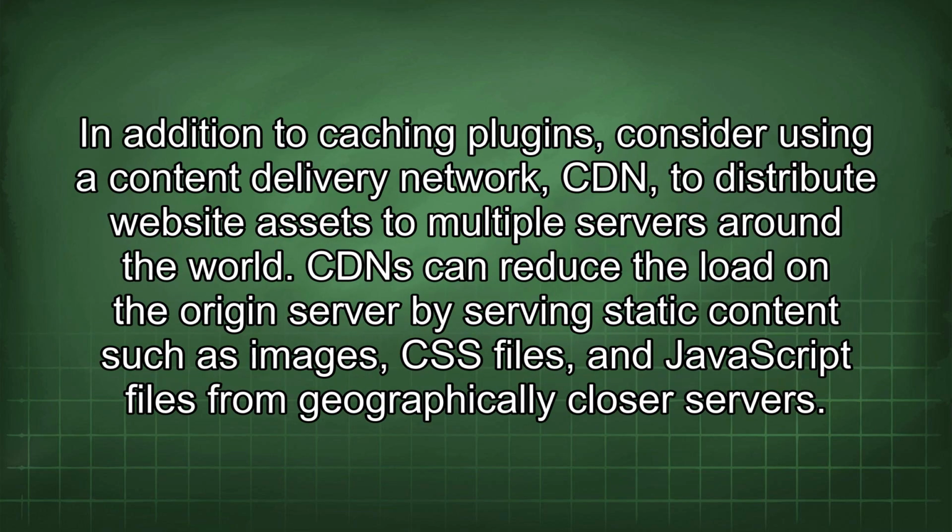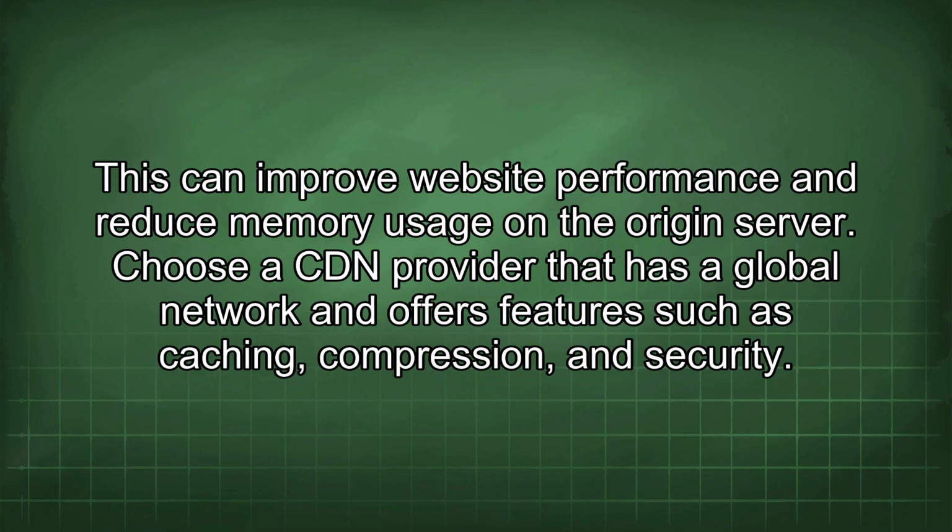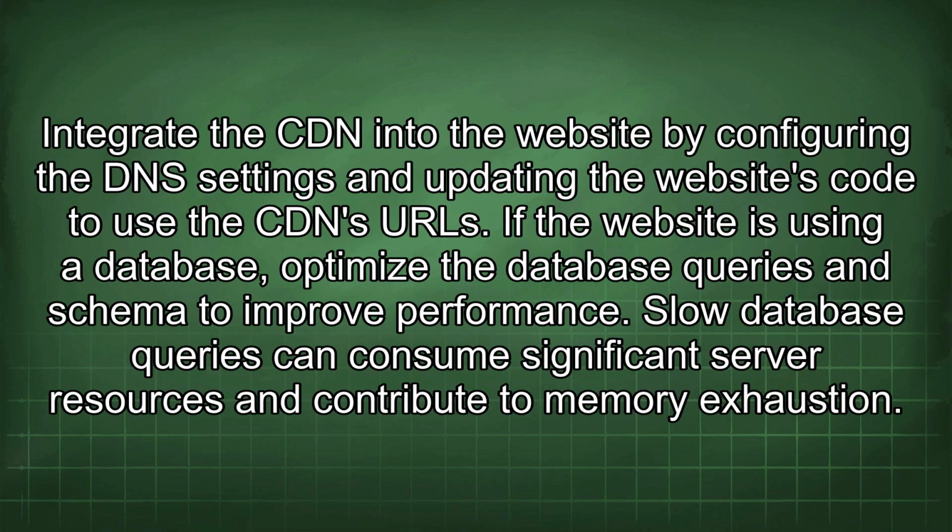It is also important to ensure that the caching plugin is compatible with the PHP version and other plugins being used. In addition to caching plugins, consider using a content delivery network, CDN, to distribute website assets to multiple servers around the world. CDN can reduce the load on the origin server by serving static content such as images, CSS files, and JavaScript files from geographically closer servers. This can improve website performance and reduce memory usage on the origin server. Choose a CDN provider that has a global network and offers features such as caching, compression, and security. Integrate the CDN into the website by configuring the DNS settings and updating the website's code to use the CDN URL.